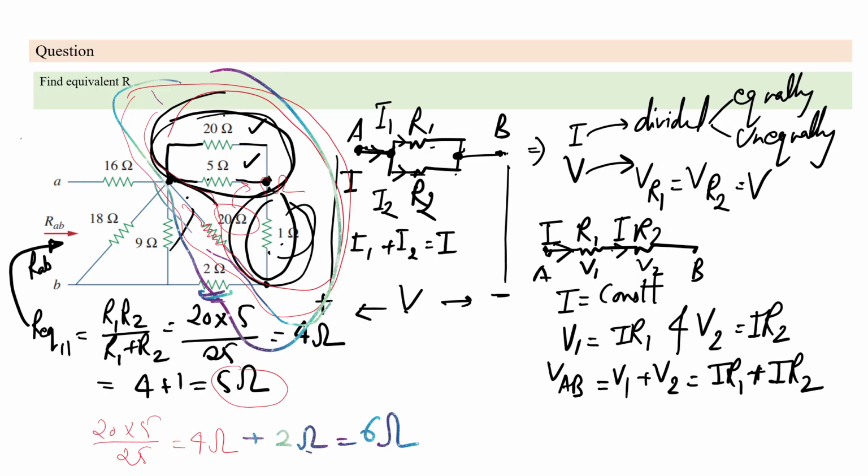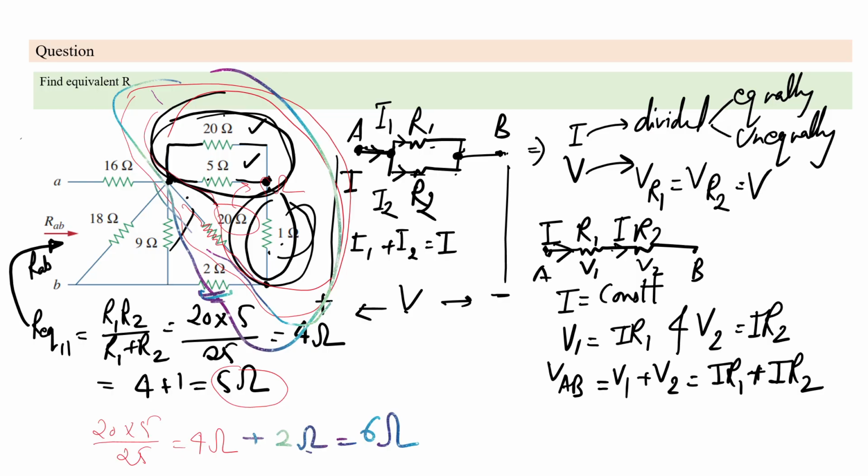So this 5 ohm is in parallel with the 20 ohm again. So this again is equal to 20 multiplied by 5 divided by 25, which is equal to 4 ohms. Again, if you see, it is in series with the 2 ohm. So 4 ohm plus 2 ohm is 6 ohm. Now the two nodes of this 6 ohm are common with the 9 ohm and 18 ohm as well. So 9 ohm, 18 ohm and 6 ohm are in parallel.